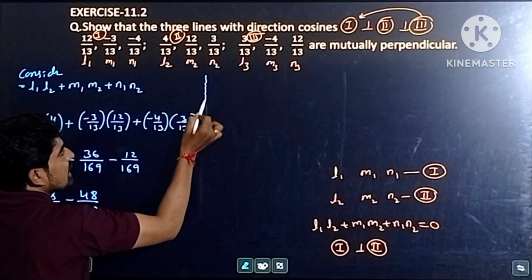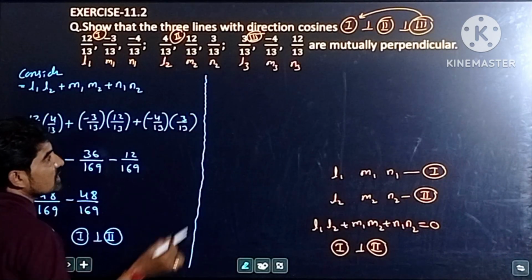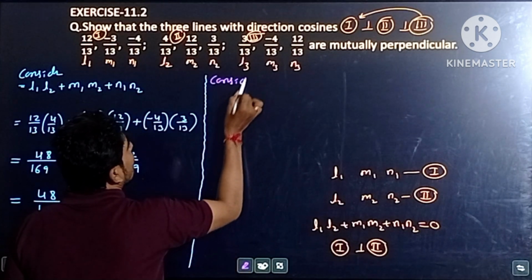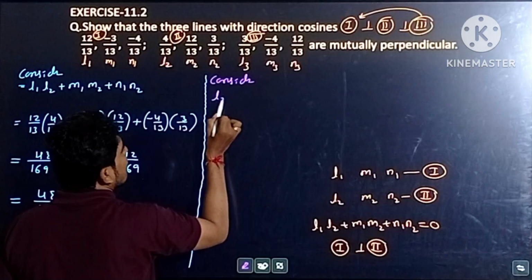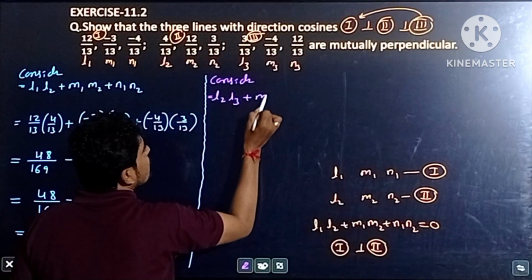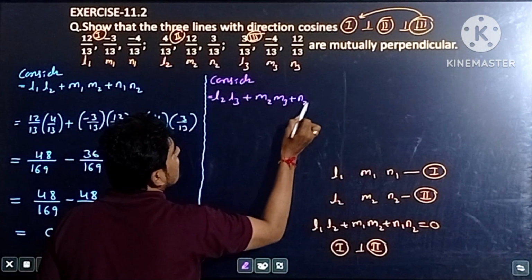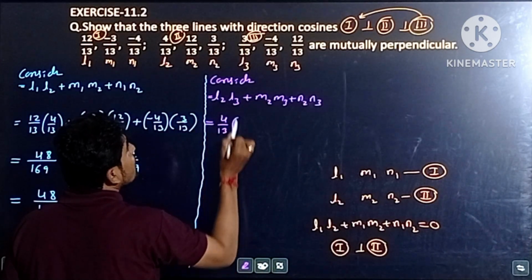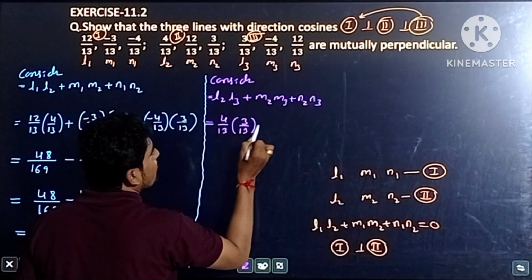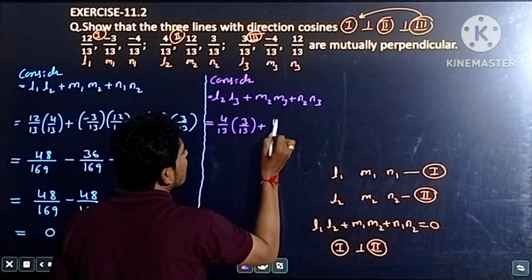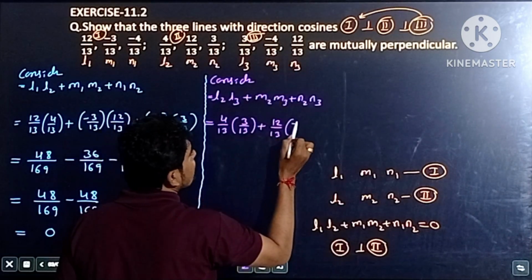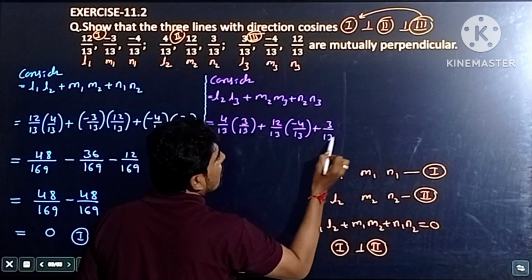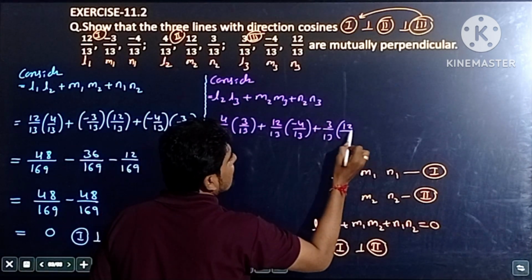Now for proving the second and third lines are perpendicular to each other, consider L2 L3 plus M2 M3 plus N2 N3, which is equal to: the value of L2 is 4 by 13 into L3 is 3 by 13, plus M2 is 12 by 13 into M3 is minus 4 by 13, plus N2 is 3 by 13 and N3 is 12 by 13.